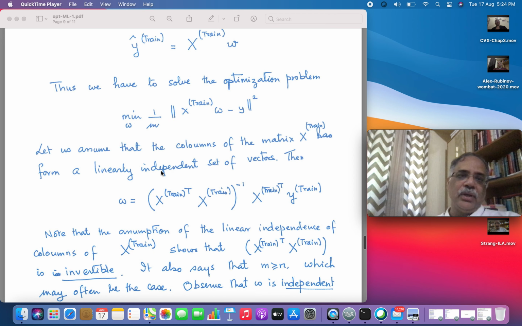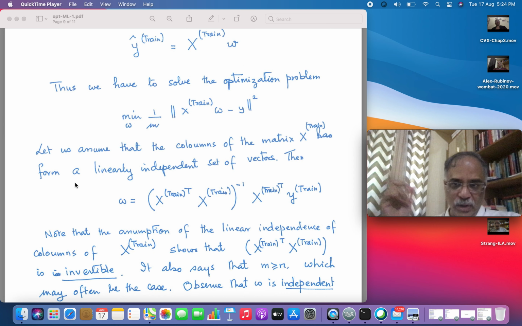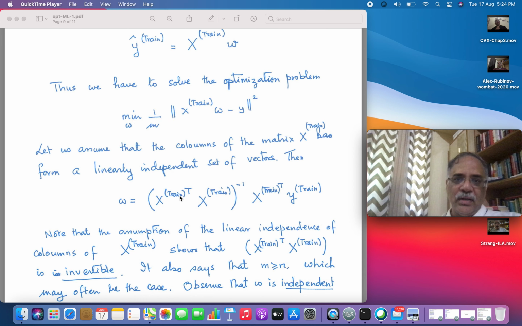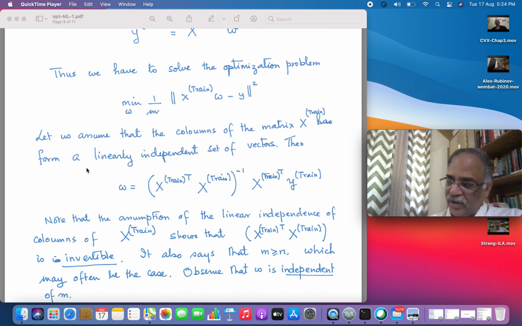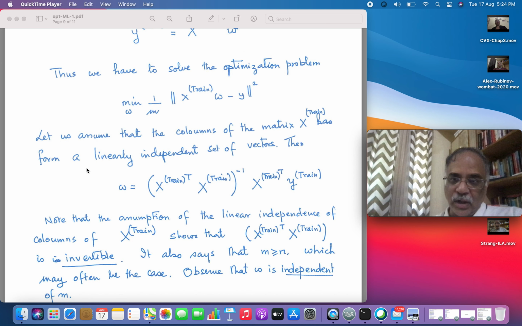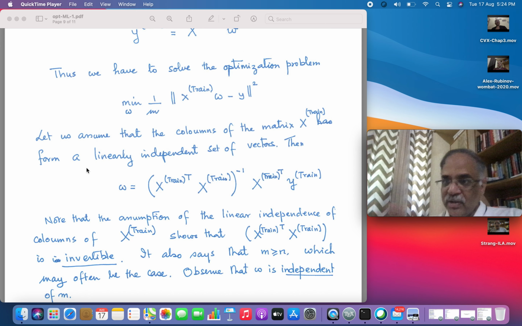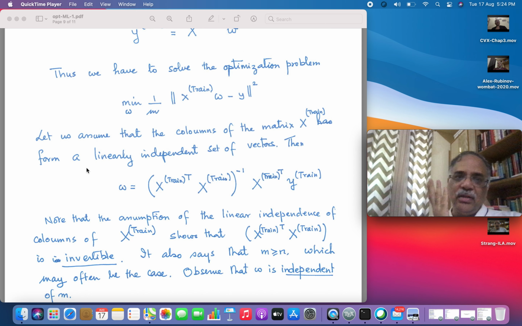Now if this matrix has linearly independent columns, then we will show later, when we study least squares problems, that this w vector can be computed in this form absolutely neatly. Now observe that this w is independent of m. It doesn't matter what is the number of training examples that you have chosen, or elements in the training set, your answer is always the same. It simply depends on the matrix X.